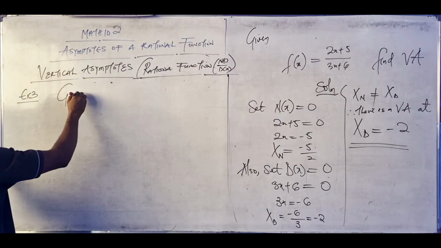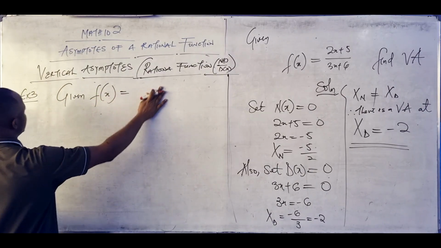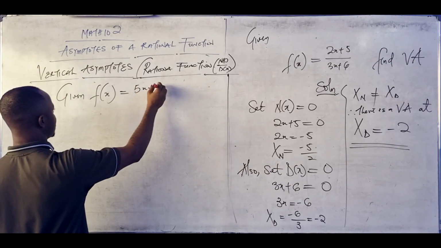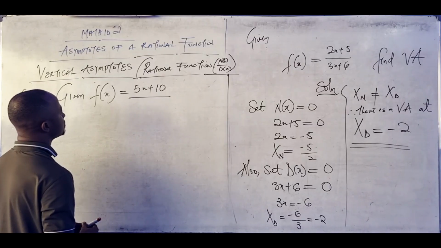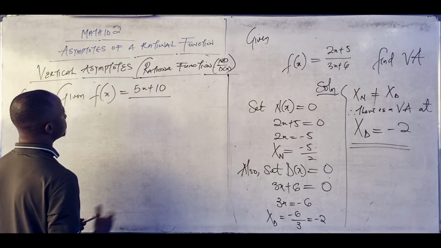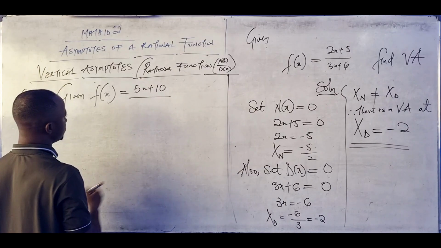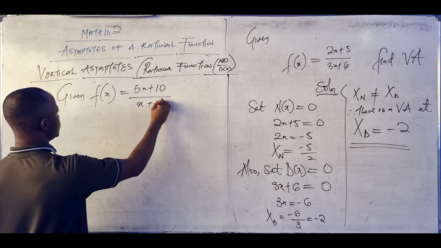Let's see. If we are given f of x equals 5x plus 10 divided by x plus 2.